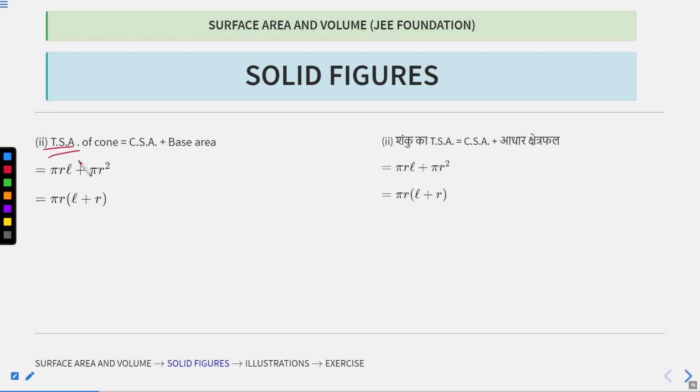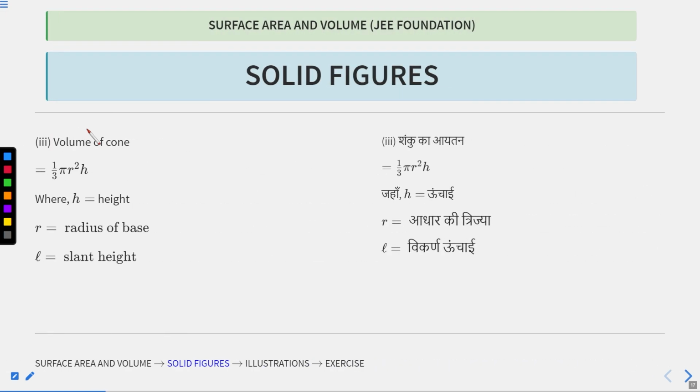Now the total surface area of the cone is the curved surface area plus the base area. Base area is a circular area which is pi r square, and the curved surface area we already know is pi r l. Okay, now let's move to the volume of the cone. So volume of the cone is 1 by 3 pi r square h, where h is our height, r is the radius of the base, l is the slant height.